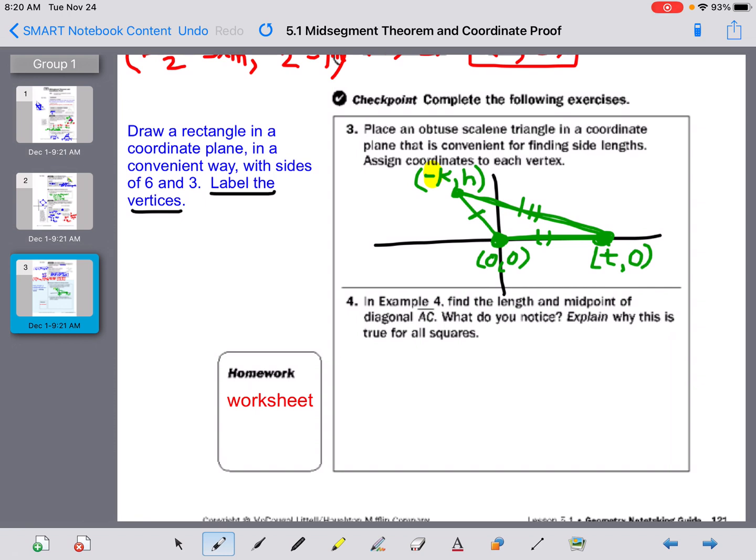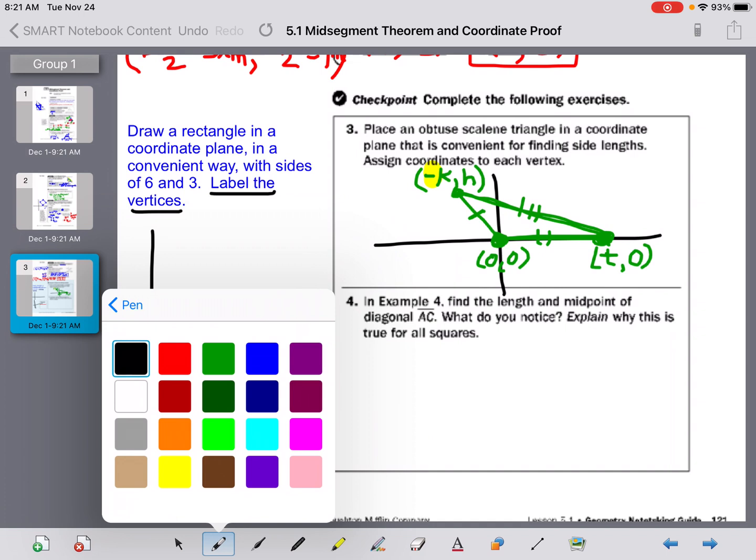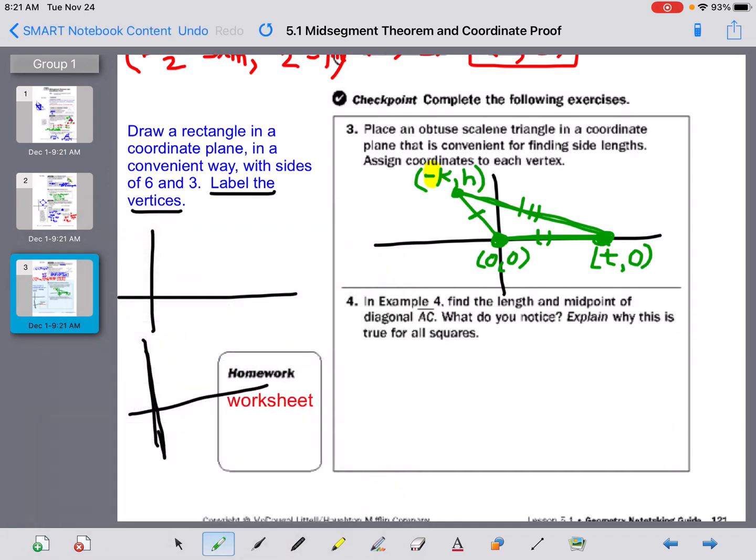So I'm going to draw myself a coordinate plane. And you'll notice I didn't even draw much of the second, third, or fourth quadrant, because to be honest, I don't want to use them, okay? I'm going to actually do this 2 ways, just so you know, okay? Don't worry about my slantedness. I didn't want to cross off the worksheet there. So it says put them in the coordinate plane in a convenient way with sides of 6 and 3.